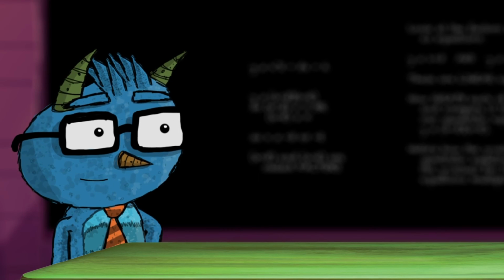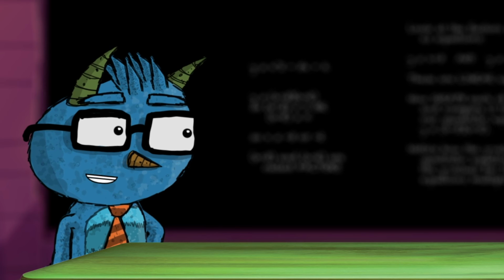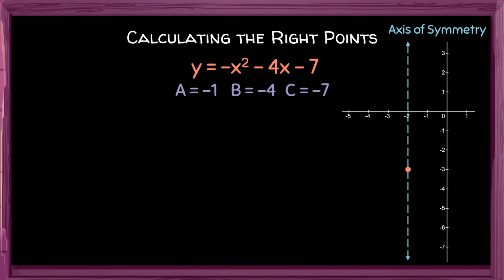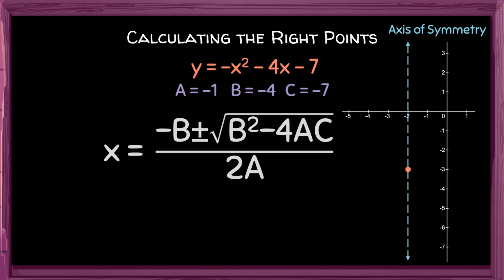Excellent question, you two. That is what I'm saying. Let me quickly show you what I mean. What would happen if we plugged in our a, b, and c values, -1, -4, and -7, into our quadratic formula this time around? Since we know this parabola doesn't have any x-intercepts, how is the quadratic formula going to show us that? Let's try it.